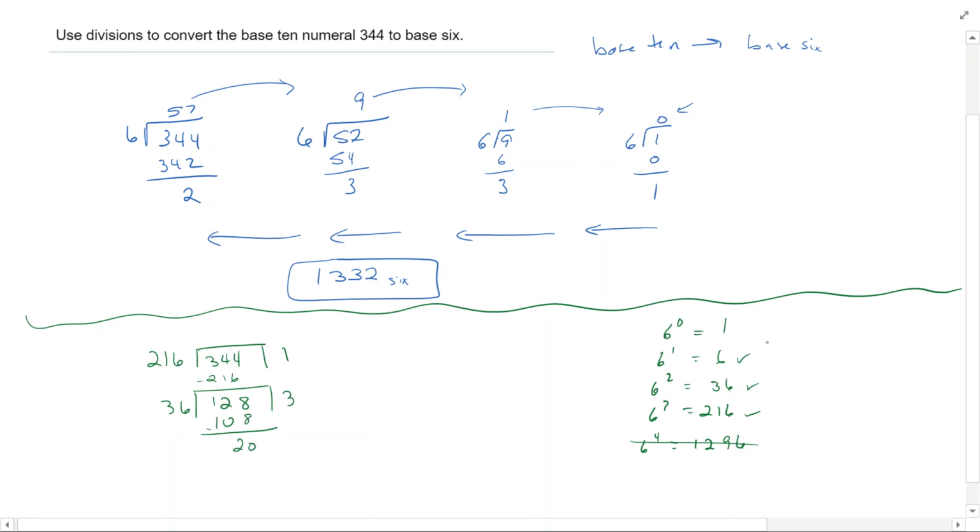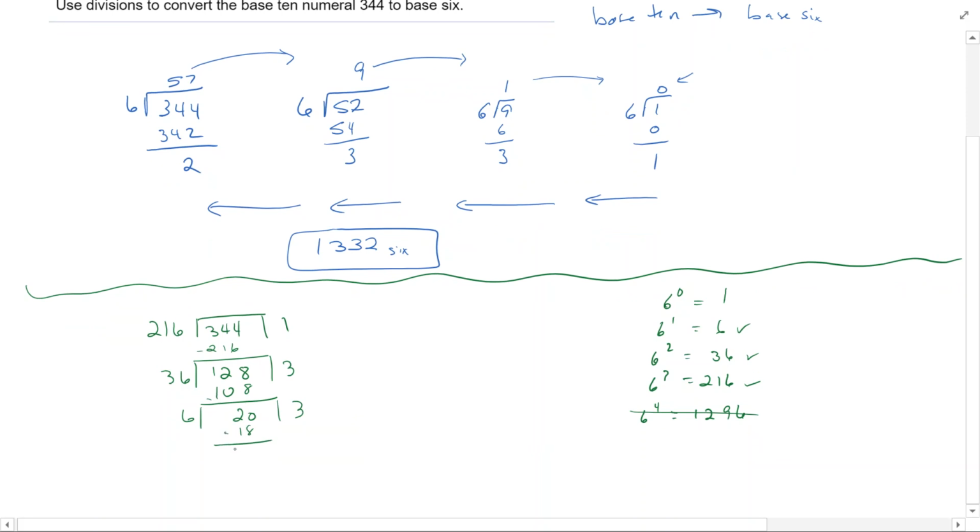Okay, so now look at 6 to the first power. How many times will that go in there? Dividing by 6, 6 will go into 20 3 times. That gives me 18, and that will leave me with 2. So I have to go one more time. I've used the 6 to the third, 6 squared, 6 to the first. Now I use 6 to the 0 power. This last time, it'll go in there 2 times, which gives me a remainder of 0. So my answer is going to be these right here: 1, 3, 3, 2, in base 6.